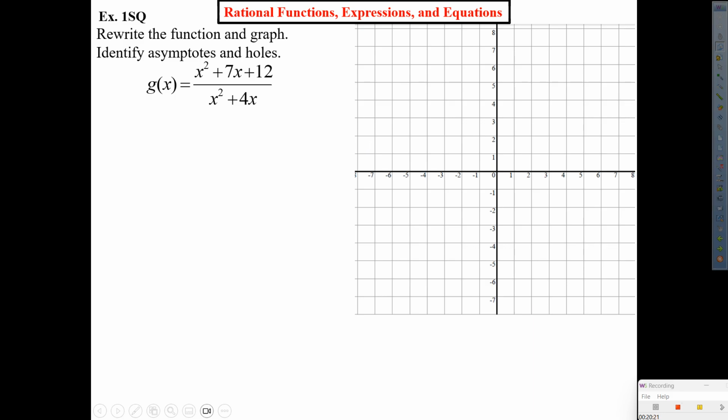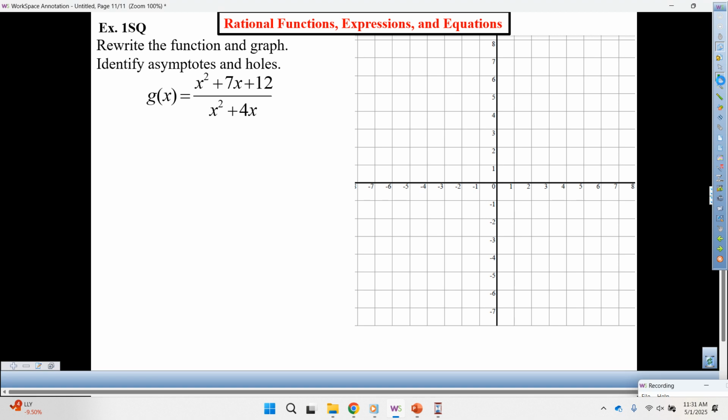Copy this one, please. Example 1, super Q. x squared plus 7x plus 12 over x squared plus 4x, all that equal to g of x. All right, I'll give you a little head start. Go. And then where you get stuck, wait for me. We'll elaborate together.